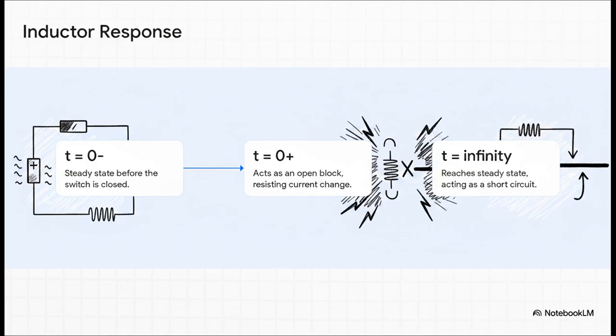Right before we flip a switch, everything is still. That's our steady state. But at the exact moment of change, the very instant that switch closes, the inductor essentially says, hold on, not so fast. It acts as an open block, completely refusing to let the current change instantaneously, which protects the system. Then, as a little time passes, it relaxes, eventually letting current flow freely as if it were just a regular wire.